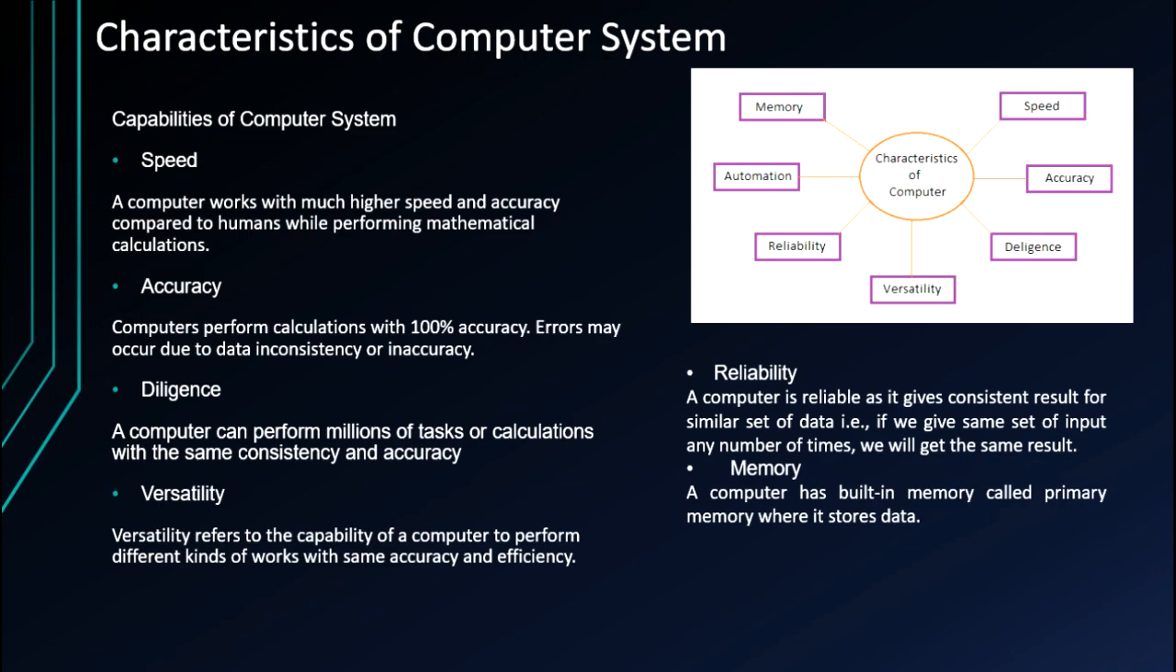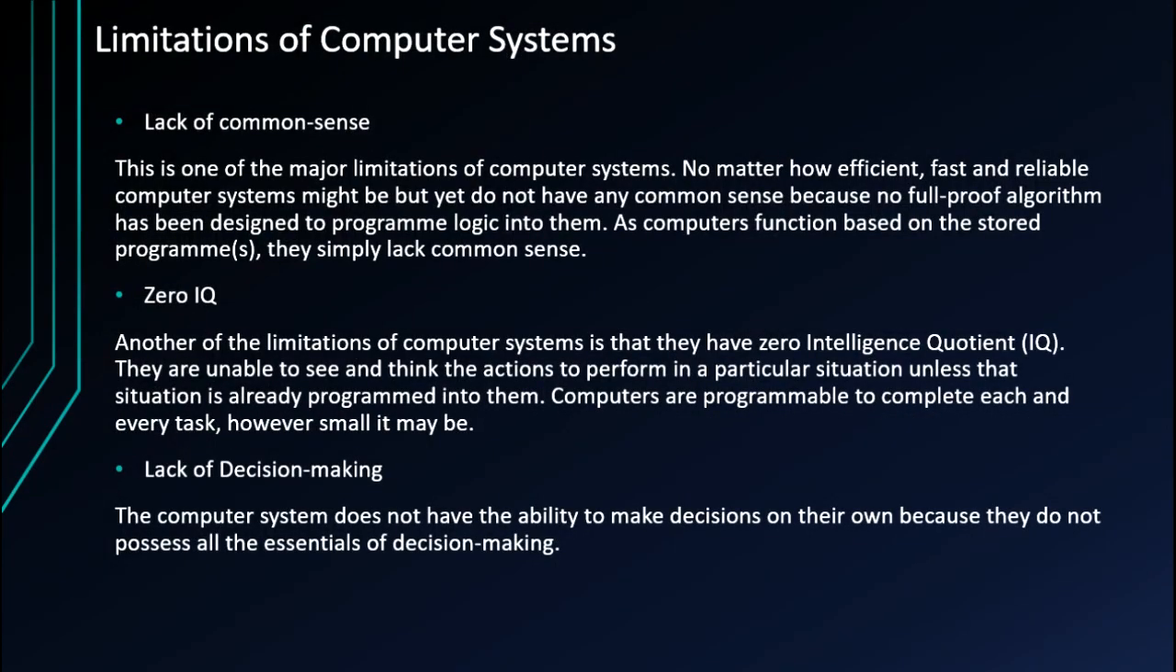Okay, so the last topic for today is our limitations of the computer. Without users or human beings to use the computer, a computer has a lack of common sense, zero IQ, and lack of decision making. Okay, so those are the limitations of our computer. So that concludes our chapter 2, or basic computer concepts, for today.